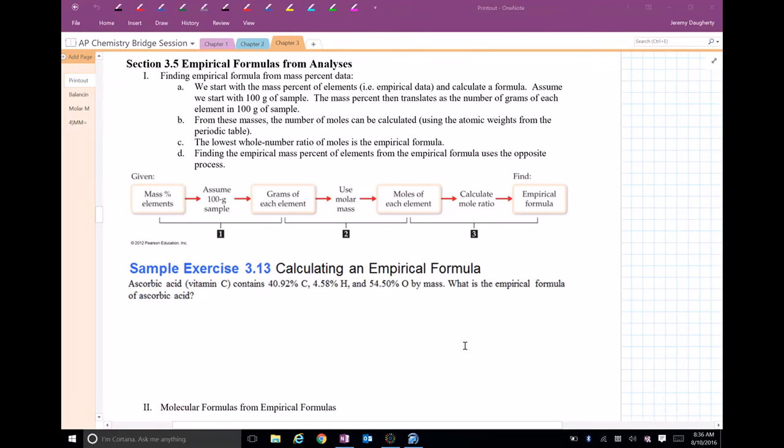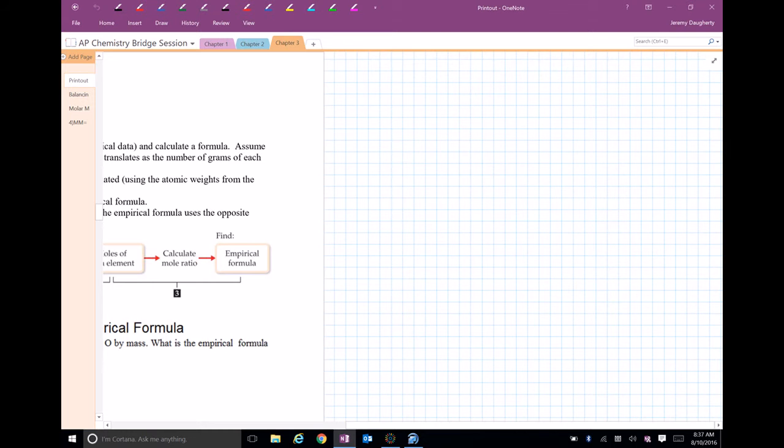Okay, so again, in Chapter 2, we said that the empirical formula was the smallest whole number ratio. So, for example, we said that something like C6H12O6, well, we said that's not an empirical formula. That would be a molecular formula. The empirical formula would be CH2O, because that's the lowest whole number ratio.